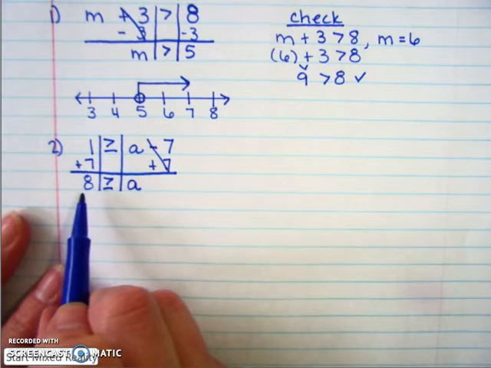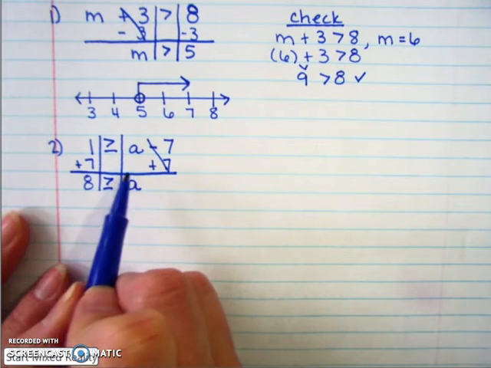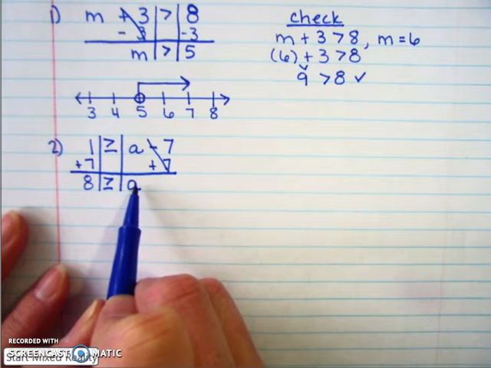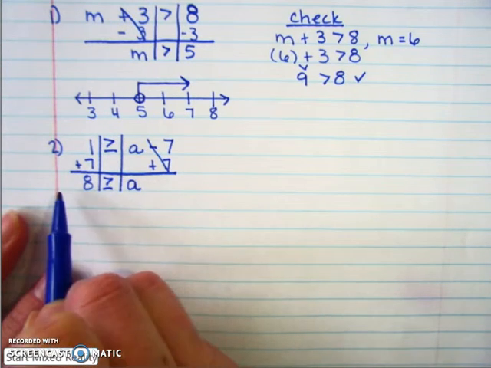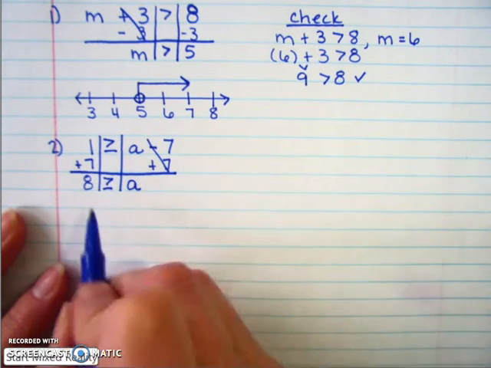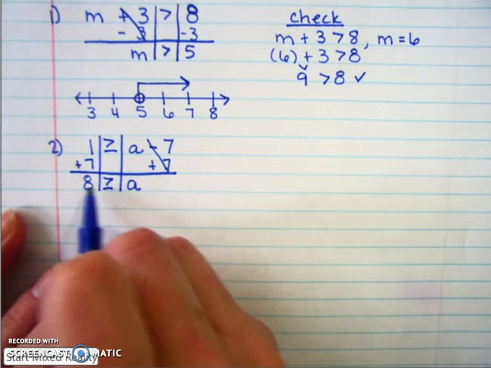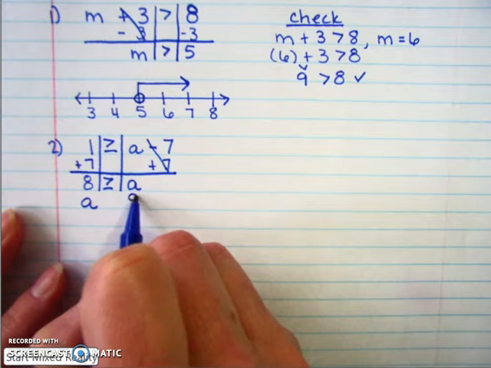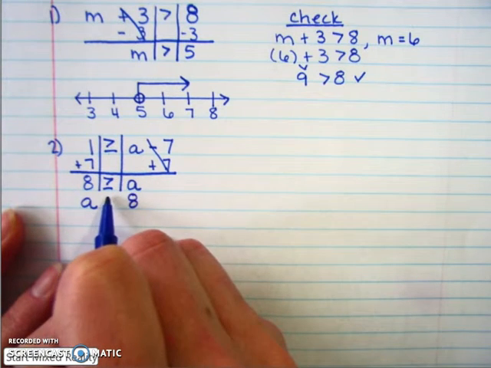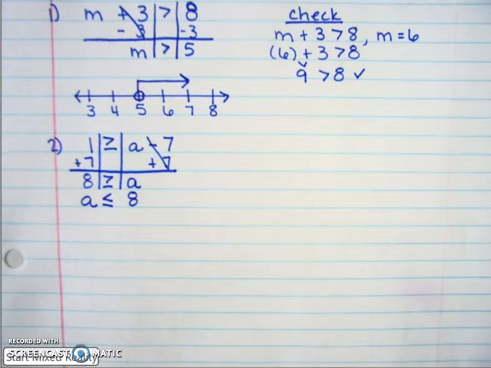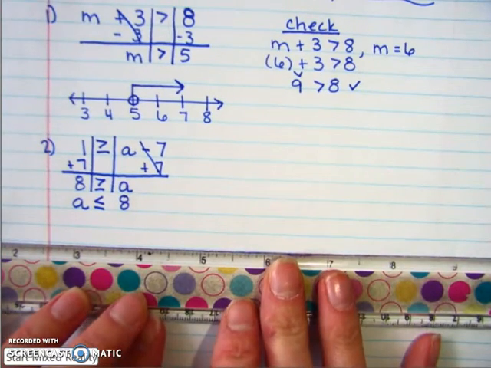Now remember, we can read inequalities 2 different ways. If I read left to right, my inequality says 8 is greater than or equal to a. If I read right to left, my inequality says a is less than or equal to 8. And I could rewrite that. If I want to switch the sides, I'm going to put a on this side. I'll put 8 on this side. And don't forget that I'm going to switch my inequality symbol. Okay. You may want to do this. You do not have to do this, but this might help you when graphing.